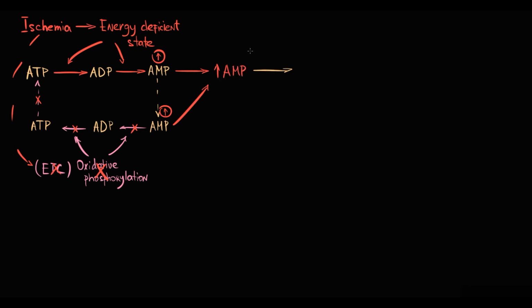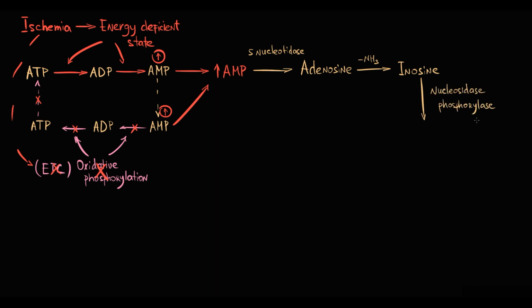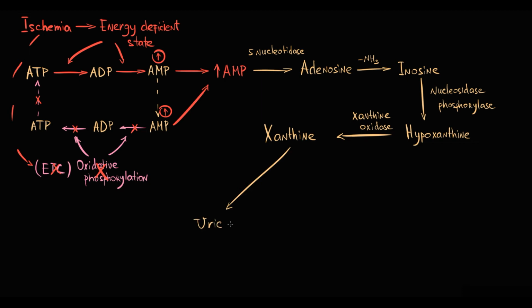Then AMP molecules are degraded into adenosine. Adenosine undergo deamination that results in production of inosine. Inosine undergo conversion into hypoxanthine, and hypoxanthine by xanthine oxidase is converted into xanthine. The degradation of xanthine to uric acid is provided by 2 enzymes, xanthine oxidase and xanthine dehydrogenase.